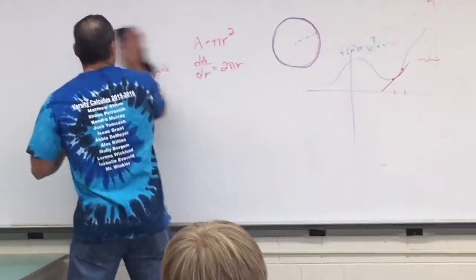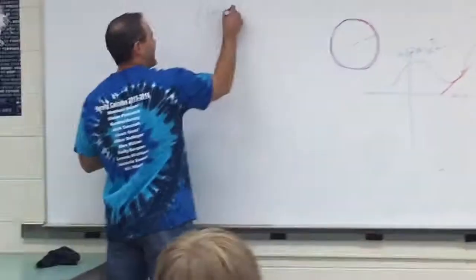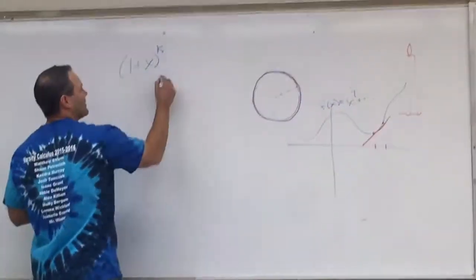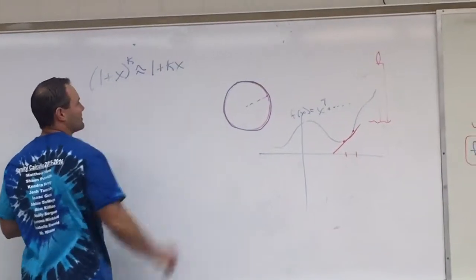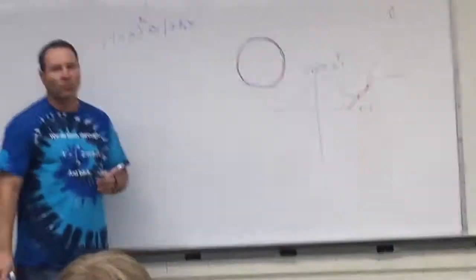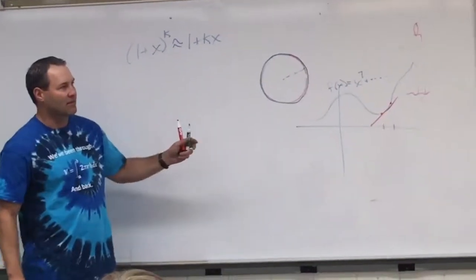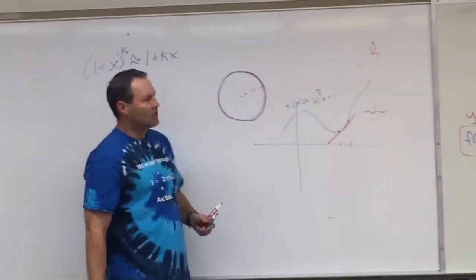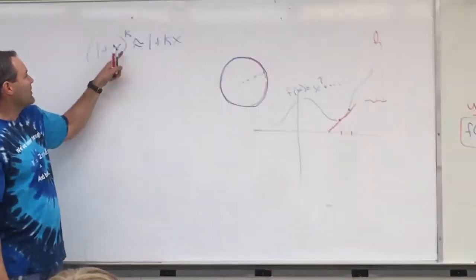It's 1 plus x to the k can be approximated as 1 plus kx. Okay, so we worked all our lives trying to get the exact right answers, and now we're saying as long as we get close enough, and here's another close enough. Another way we can approximate this.